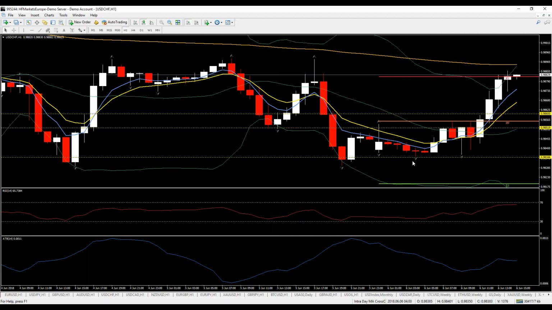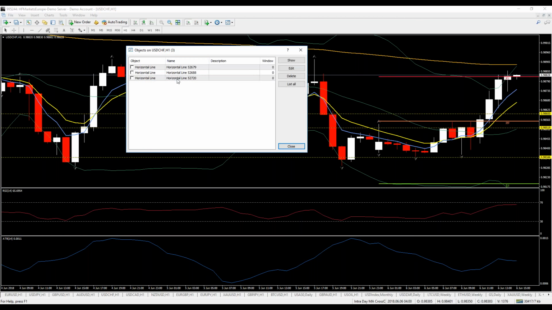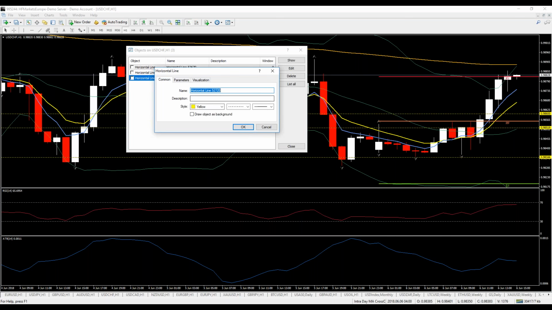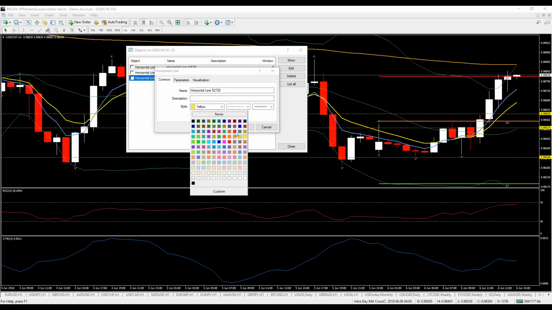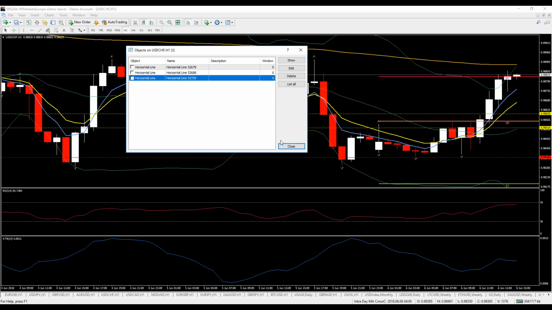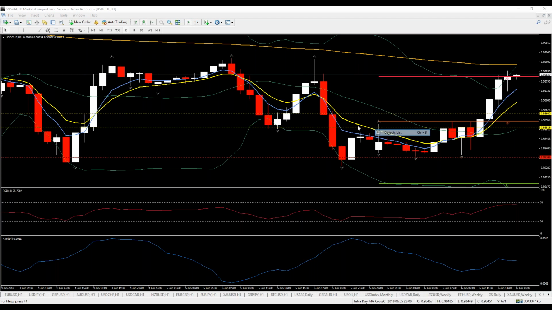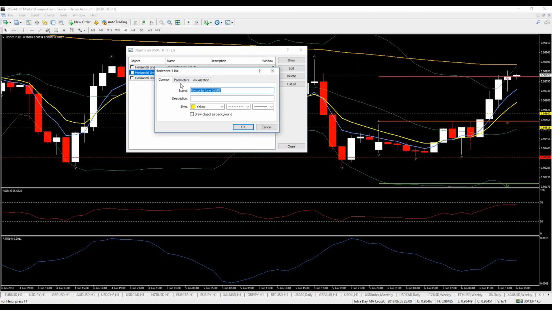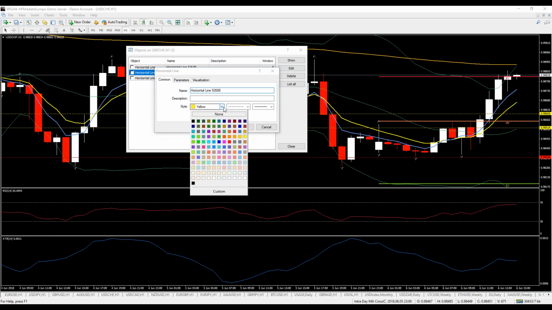So that would be it. Let's make my stop loss red actually. Let's just do this properly, so let's make it clear. So the stop loss red. Okay, let's change these in the object list. That was the target. So let's make the target blue. Blue is good.